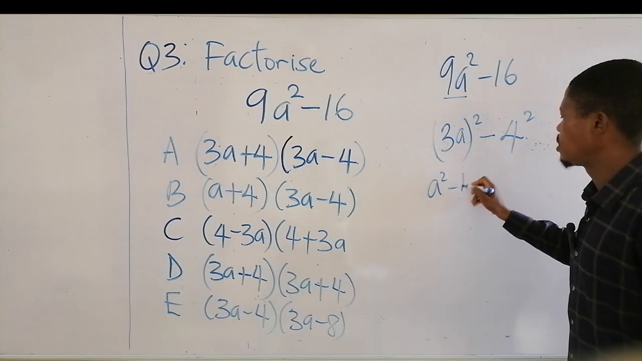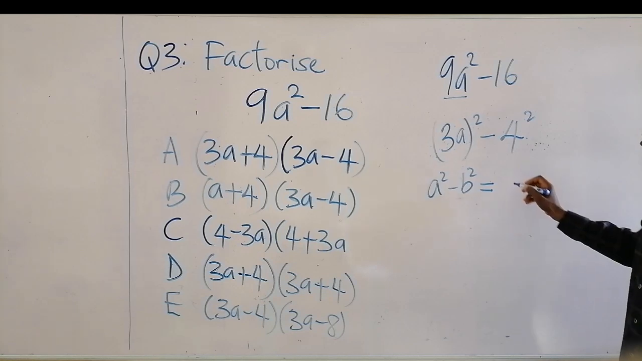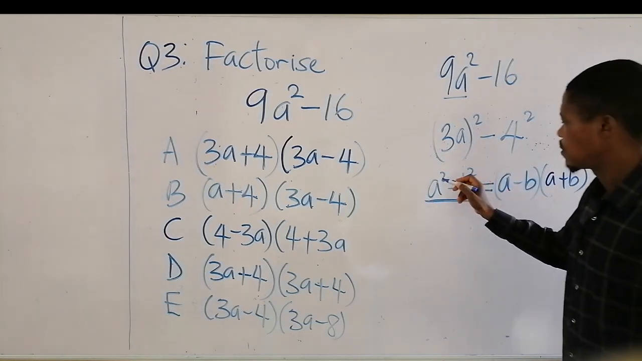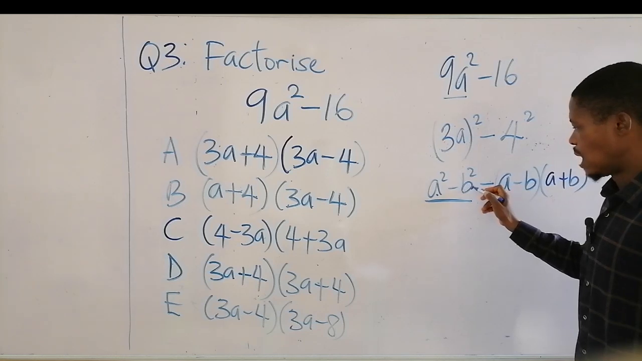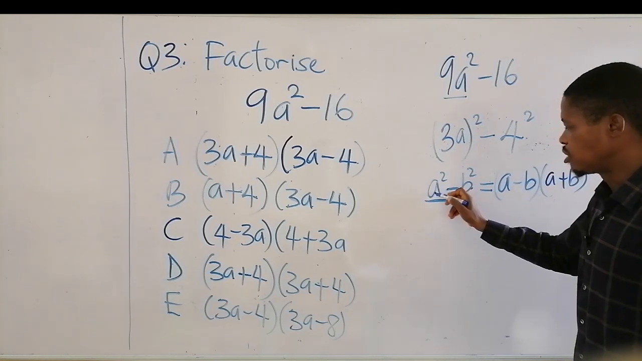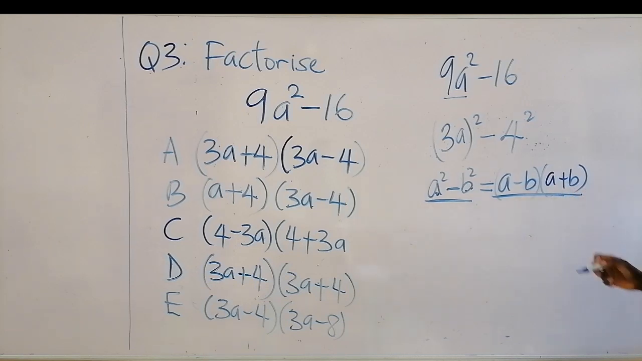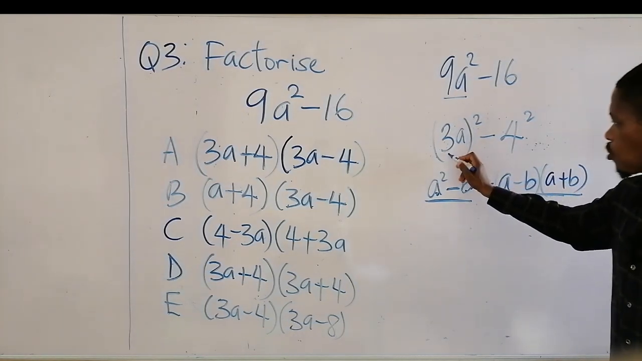a squared minus b squared is equal to what? This is what we call the difference of two squares. Whenever you have a multiple, and you have a minus in between those multiples, then to give you this, it is called the difference of two squares. So back to our question now.